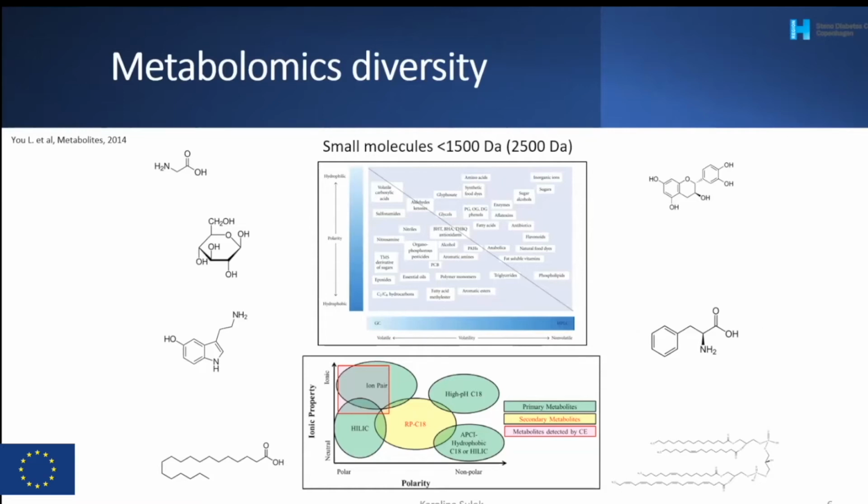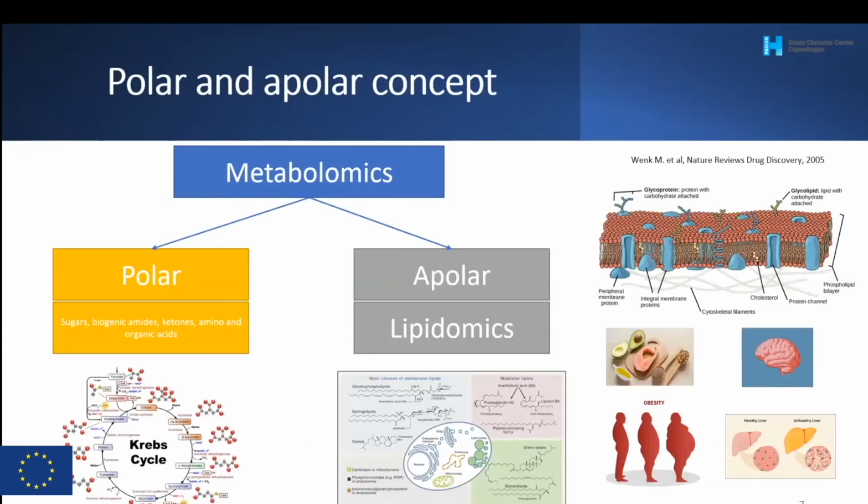Metabolites vary a lot in size. They vary a lot in their hydrophobic and hydrophilic properties and in their volatility. Also, the basic separation in metabolomics, I would say, is by polarity. The polar ones are sugars, biogenic amines, ketones, and amino acids, and here you can see an example of the Krebs cycle. And then there are the apolar ones, lipidomics.